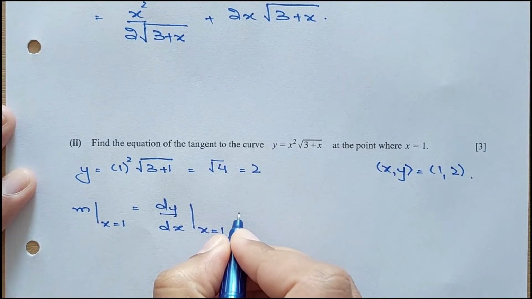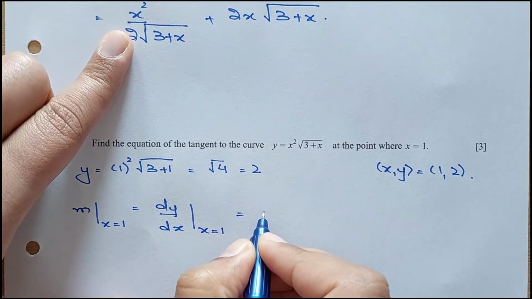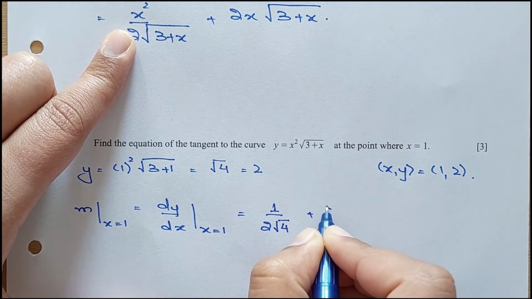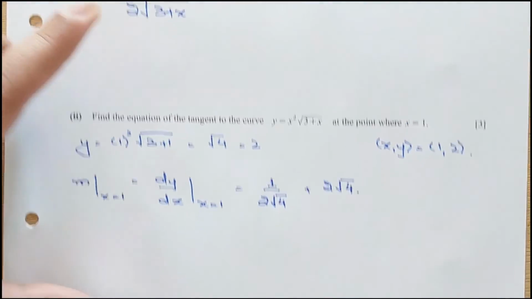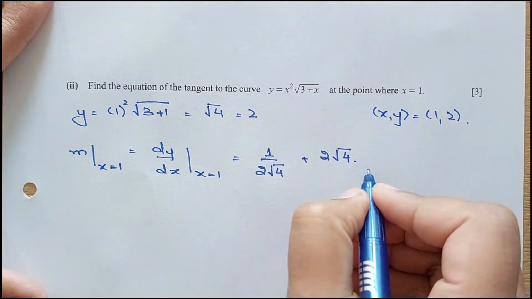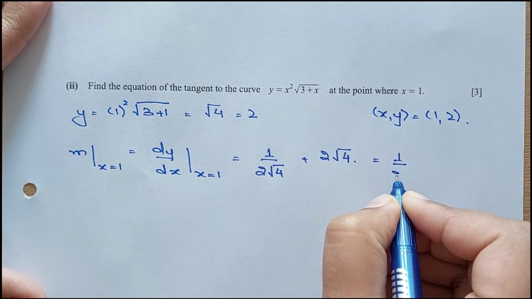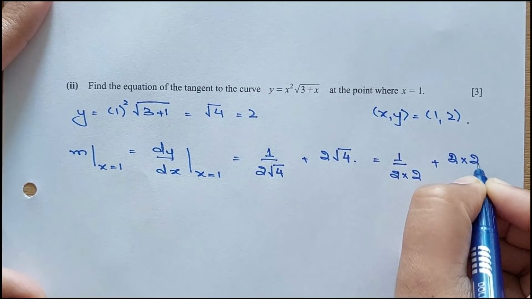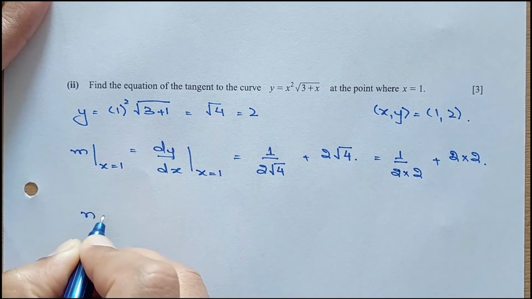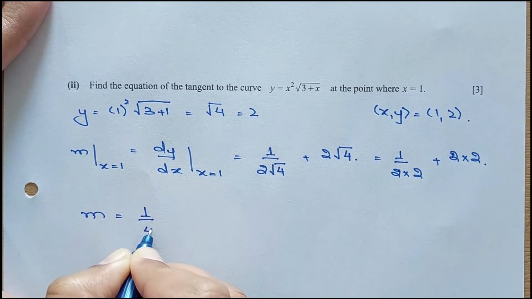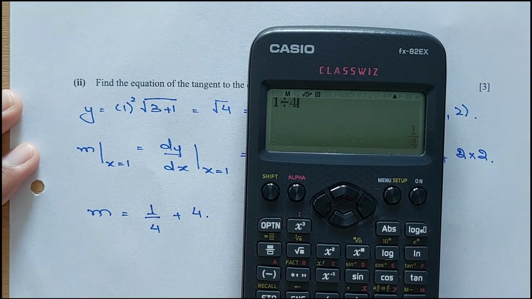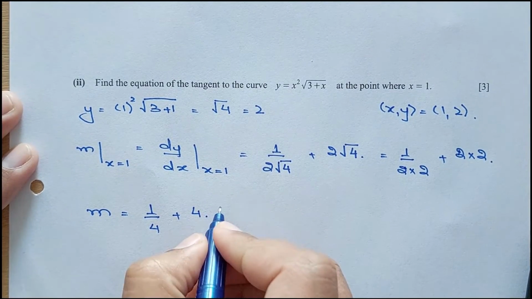So we have dy by dx from the first step. This equals, at x equals 1, 1 over 2 square root of 4 plus 2 square root of 4, right? So square root of 4 is 2, and 2 times 2 is 4, so 1 divided by 2 times 2, plus 2 times 2, right? So we have m equals 1 by 4 plus 4. 1 by 4 plus 4 is 17 by 4.